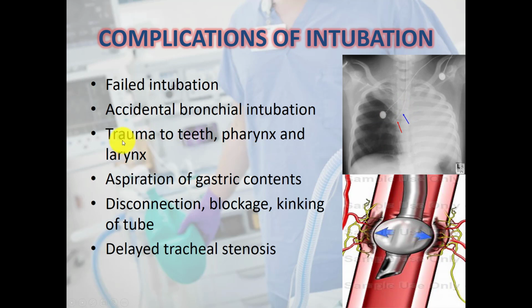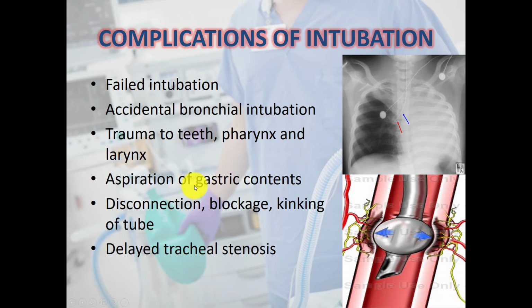Trauma to the teeth, pharynx and larynx is the most common complication, because when you have to pass the endotracheal tube, you are using the direct laryngoscope, and if you are not using the direct laryngoscope properly and putting pressure over the teeth, then these may be broken.